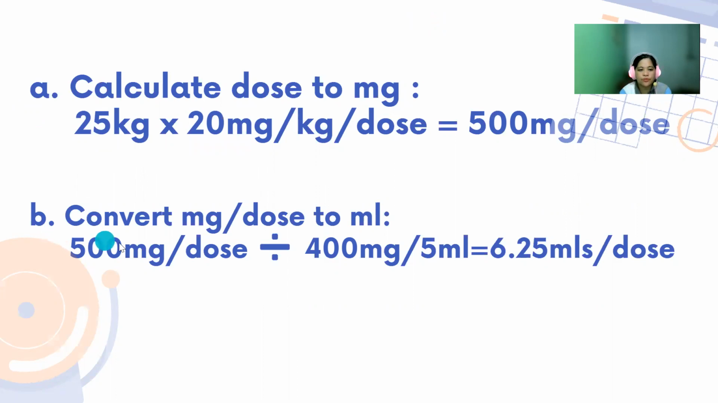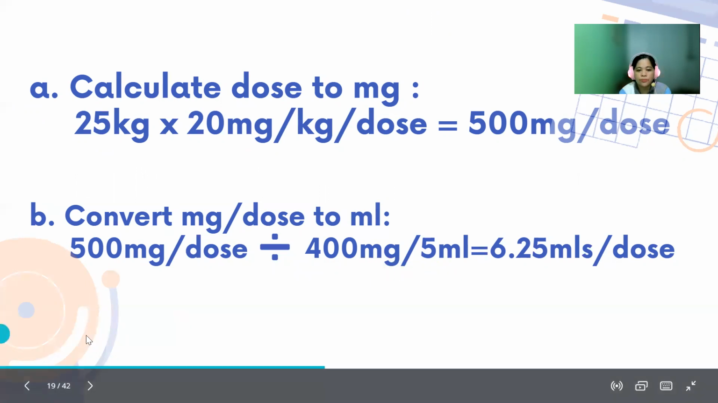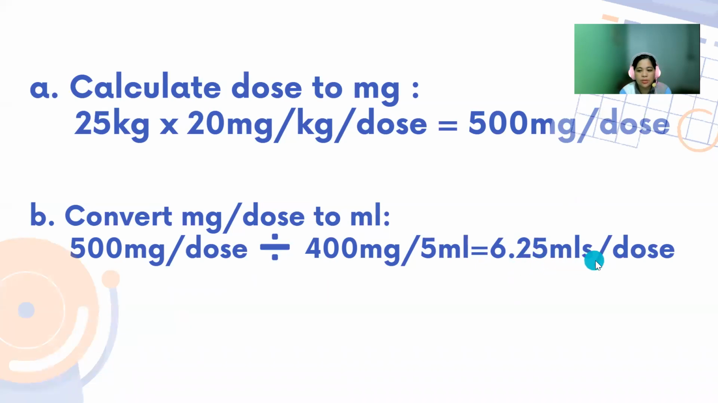Then letter B, convert milligrams per dose to milliliters. So 500 milligrams per dose divided by 400 milligrams per 5 ml is equal to 6.25 milliliters per dose.